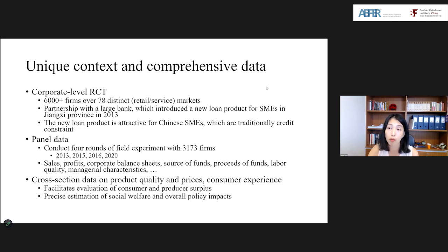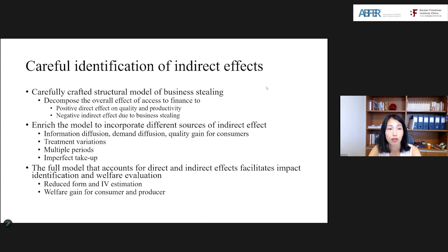It also offers a more informative evaluation of social welfare and enables the calculation of welfare based on consumers. So I find this overall design and data collection very comprehensive and impressive.